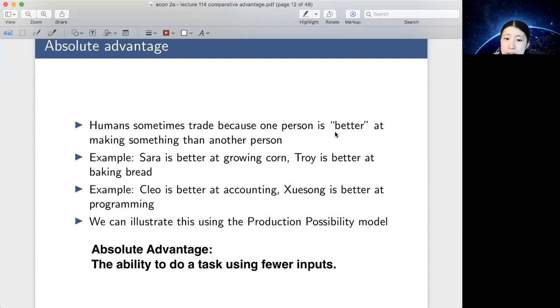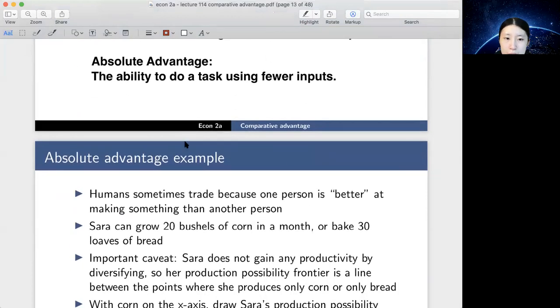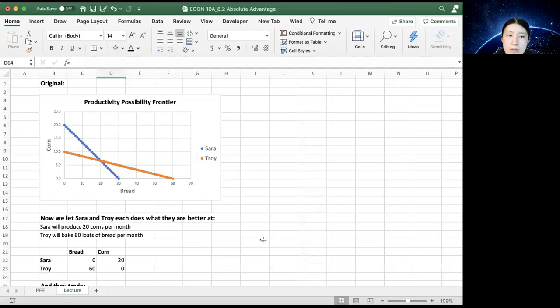Let's illustrate this using the production possibility model. To make it more straightforward, I made a simple spreadsheet. Let's go to our spreadsheet now, using some assumptions. Here's our example, and the participants are Sarah and Troy, as we just introduced. They're going to produce something within a month, and they both have some specialties. Sarah can produce 20 units of corn, or she can produce 30 loaves of bread within a month. And Troy can produce either 10 corn only or 60 breads only.